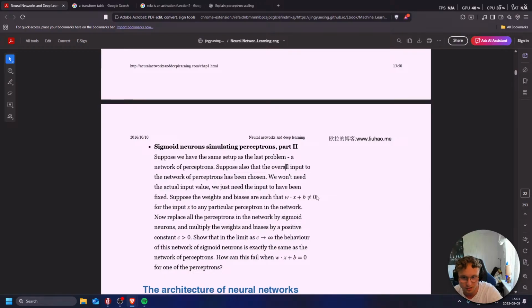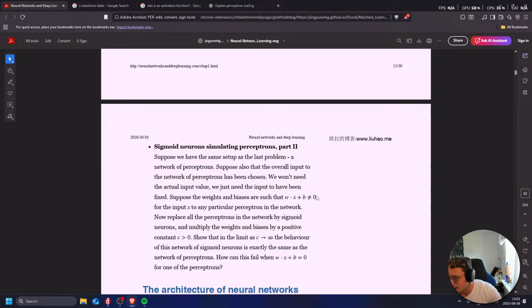Now replace all the perceptrons in the network by sigmoid neurons and multiply the weights and biases by a positive constant C. Show that in the limit as C goes to infinity, the behavior of this network of sigmoid neurons is exactly the same as the network of perceptrons. How can this fail when the input is equal to 0 for one of the perceptrons?